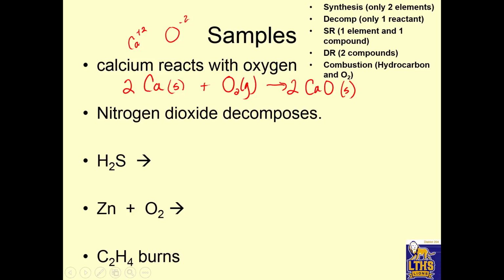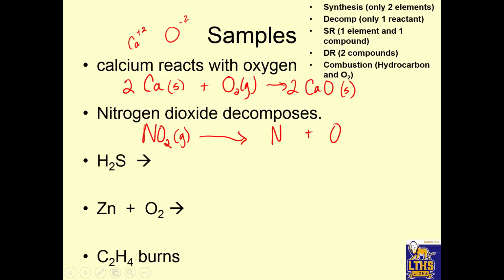Okay. Nitrogen dioxide decomposes. First, let's write the chemical formula for nitrogen dioxide. 1 N, 2 O's. I'll let you know that's going to be a gas. Decomposes, we know there's only one reactant. So now we have to break this compound up into its elements. So we're predicting the products to be nitrogen and oxygen.